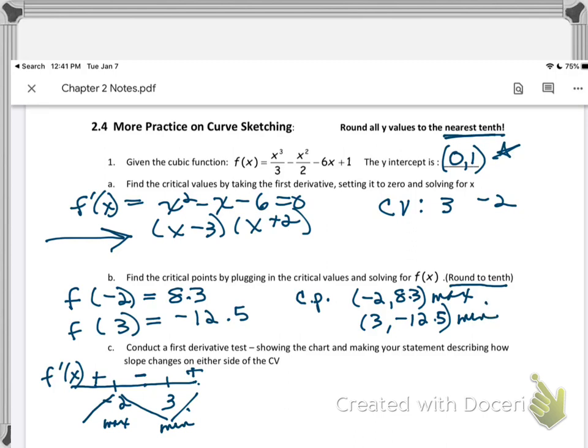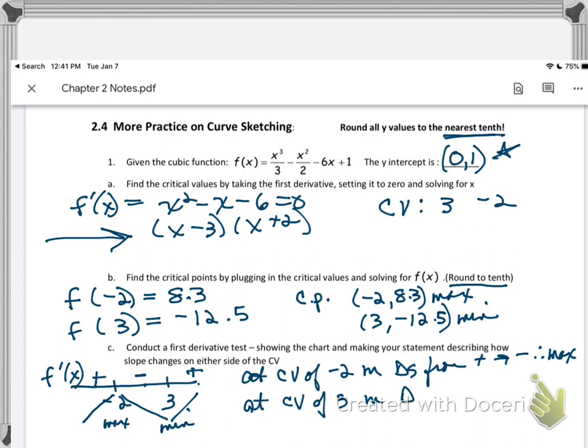And actually once you look at your y values, you can tell that you indeed do have the max and the min. So let's do our statement. At the critical value of negative 2, slope changes from positive to negative, and therefore you have a max. Next, at the critical value of 3, the slope changes from negative to positive, and therefore you have a min. So that satisfies step C.